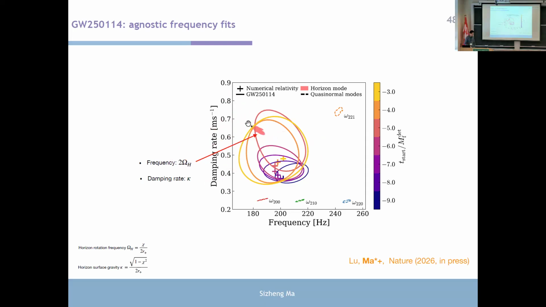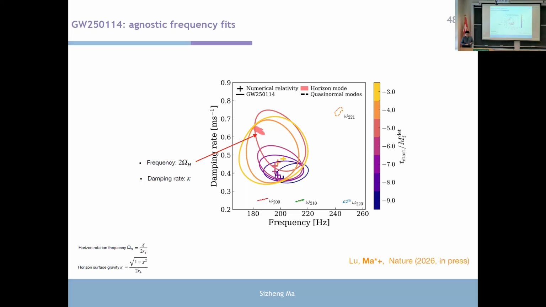For this horizon mode, its frequency is around 2 omega_H, where omega_H is the horizon rotation frequency, and the decay rate is the horizon surface gravity kappa. So here, by analyzing this event, we can really use real observational data to touch the near-horizon region. It is quite cool, isn't it? Here I don't have more time to jump into technical details, so feel free to wait for our paper, which will appear in Nature very soon.